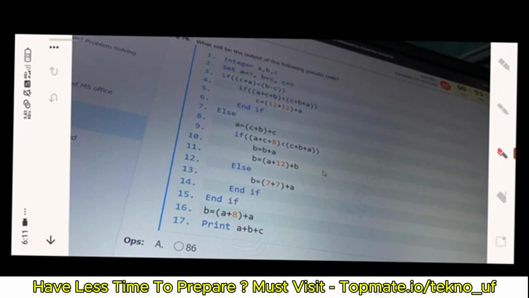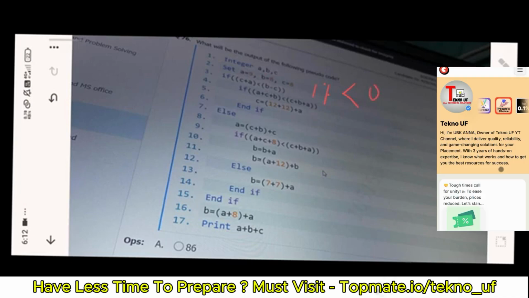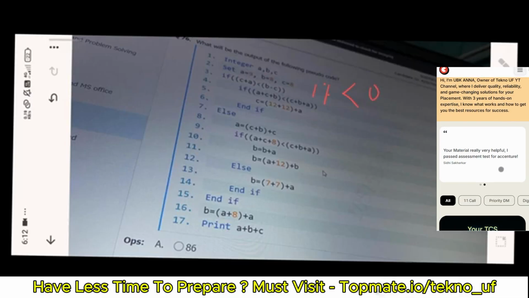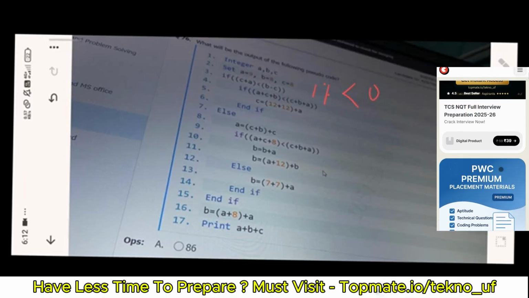As you can see here, set a equal to 9, b equal to 8, c equal to 8. We are initializing these values, then checking if c plus a is less than b minus c. The value of c is 8 and a is 9, so 8 plus 9 is 17. Is 17 less than b minus c? The value of b minus c is 8 minus 8, so 0. Is 17 less than 0? No, this is false, so we go to the else block directly.